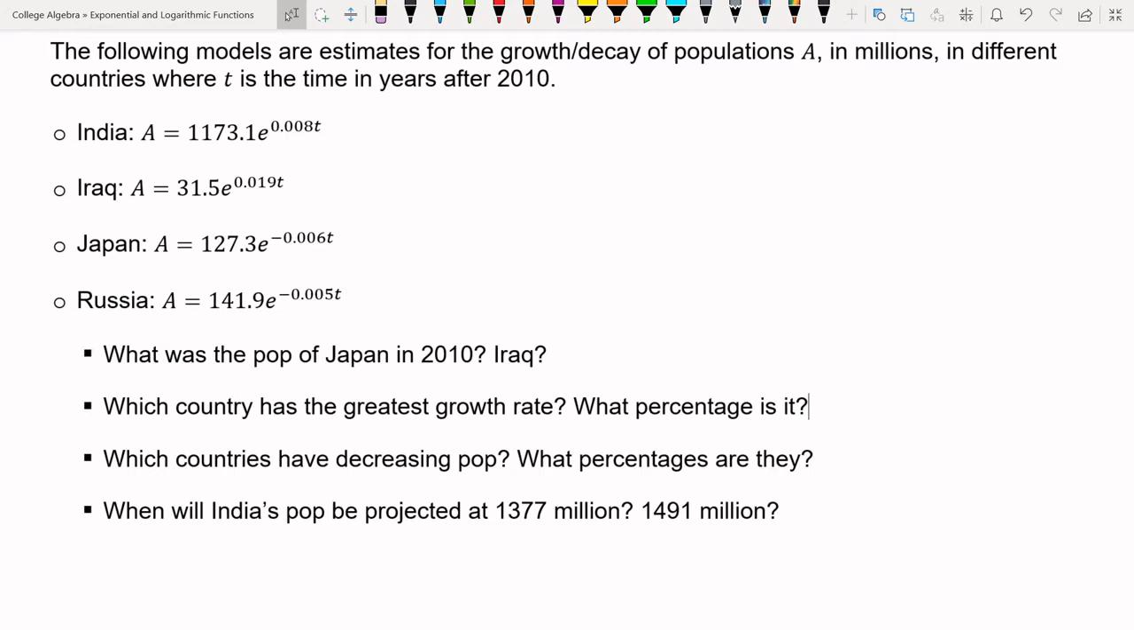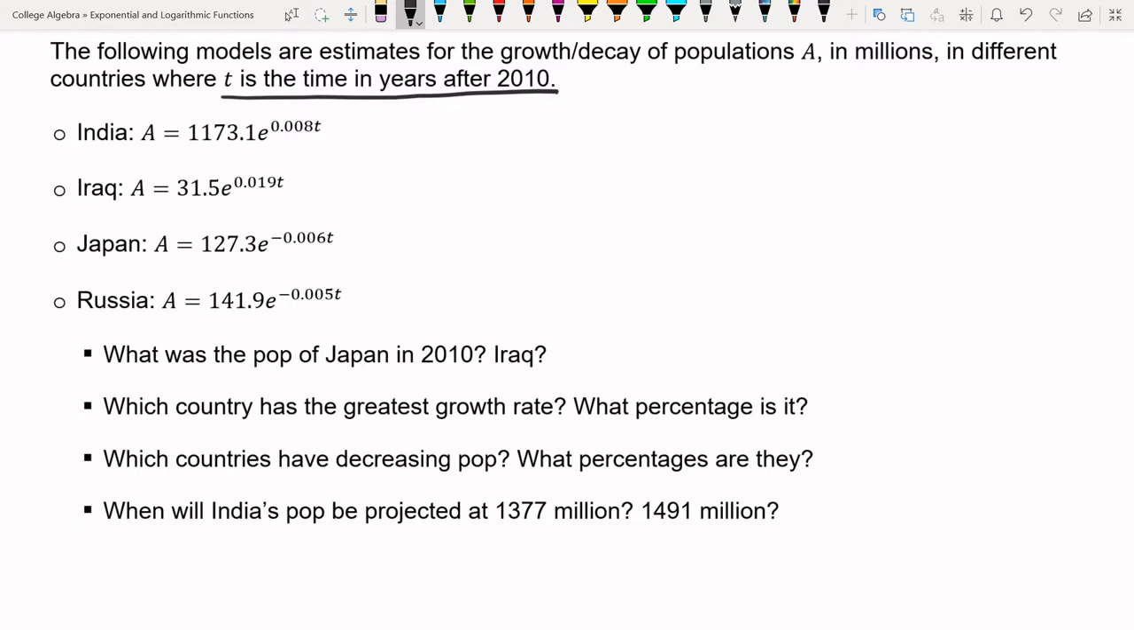So for this first problem, we have a couple of models here for the growth and decay of populations for countries. And T is the time in years after 2010. That's important to remember. T is time in years after 2010. So India has 1173.1 e to the power of 0.008 t, and so on for Iraq, Japan, and Russia.